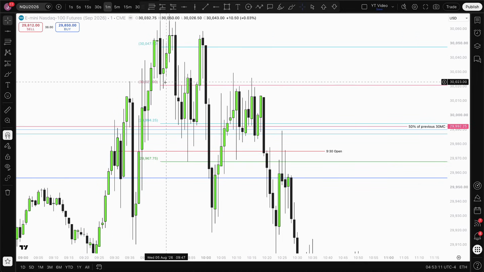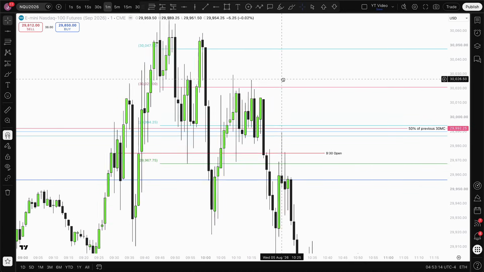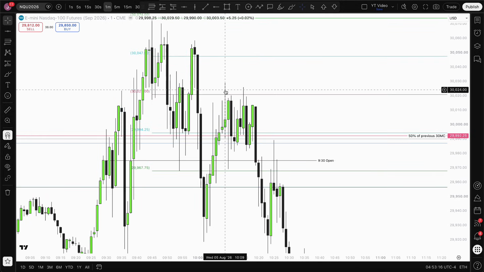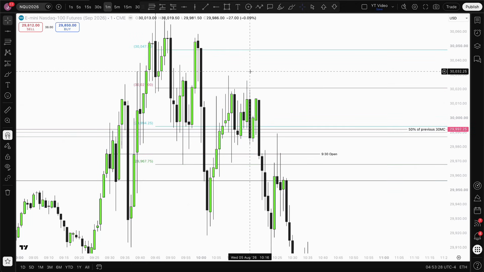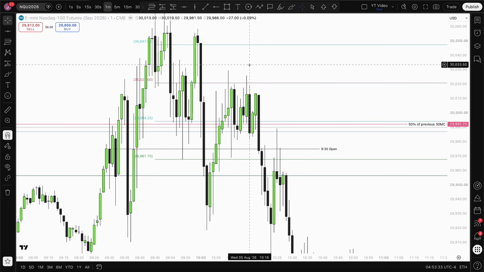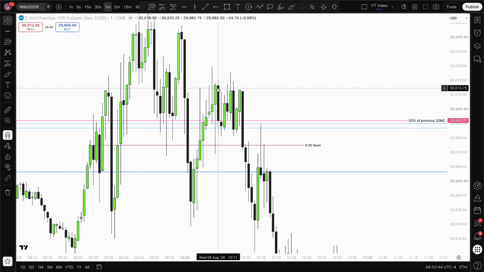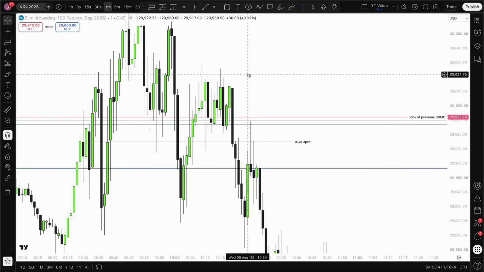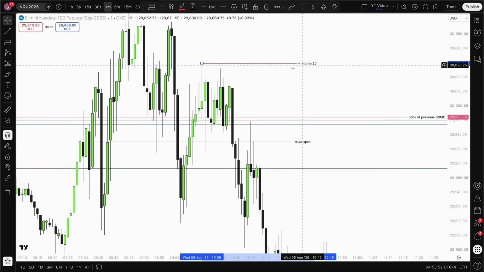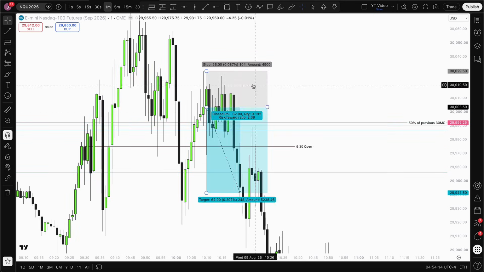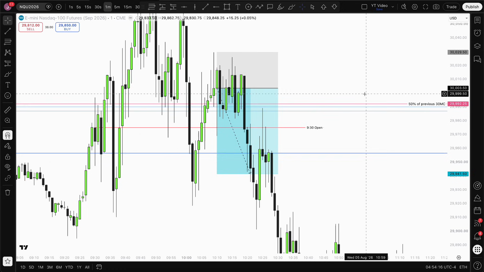After I saw us wicking above this 50% level of the previous 15-minute cycle at 10:09 a.m. and closing below it, this is where I dropped down to the seconds chart and entered the trade after I saw the reaction I wanted to see there. My entry was at 10:10 a.m. My stop loss was here above the 10:09 a.m. candle. So my entry looked like this, my stop loss looked like this.